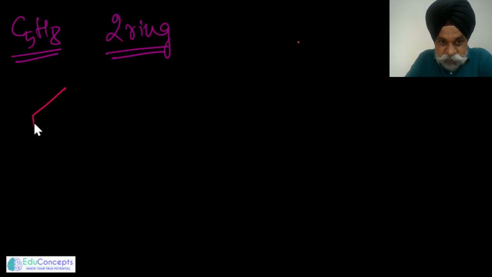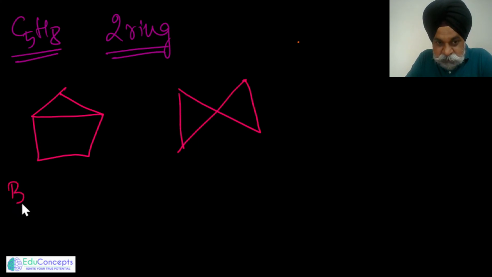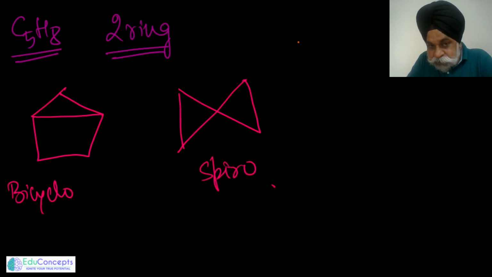C5H8, and now you have 2 rings. Now how could you show 2 rings? One ring is this and another ring is this, isn't it? Or one ring is this, another ring is this. This later on we will be doing. These are called bicyclo compounds. This is called spiro compounds.